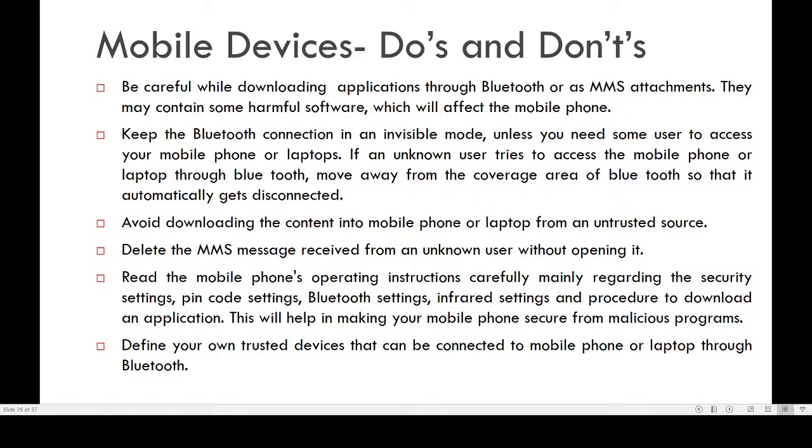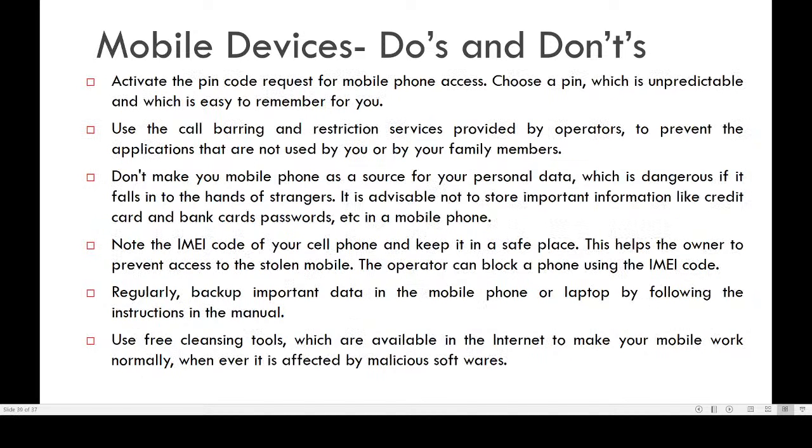Define your own trusted devices that can be connected to the mobile phone or laptop through Bluetooth. That means you can only connect your home devices. Never even connect your friends' devices as trusted devices. Then activate the pin code request for mobile phone access. Choose a pin which is unpredictable and which is easy for you to remember. I have already discussed what should be a safe pin number. Use the call barring and restriction services provided by operators to prevent the use of applications that are not used by you or by your family members.